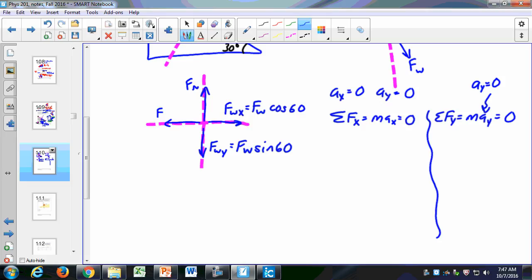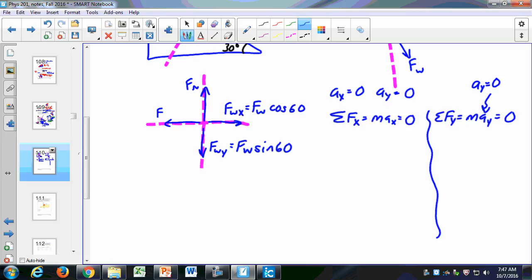X direction, you might see some that are 0 or non-zero. It can be accelerating up or down the inclined plane. But in this case, it's stationary. Probably you're going to have a statics problem. But we'll see both types.